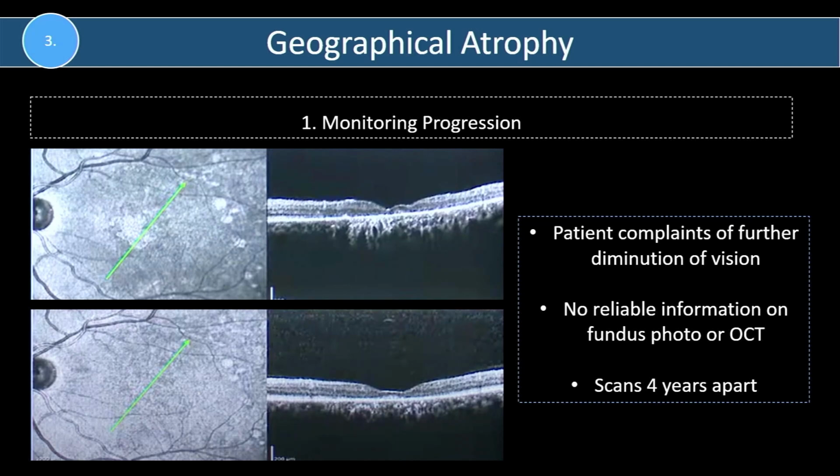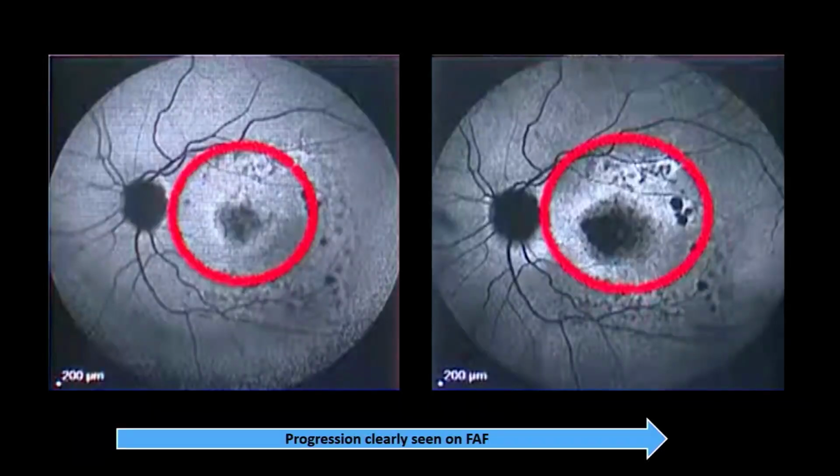We have done the OCT as the vision is declining so fast. The vision is declining, but the OCT picture is totally similar. So we do not have any answer. We have done the autofluorescence and the answer was there. The geographic atrophy size increased by two folds in those 4 years.